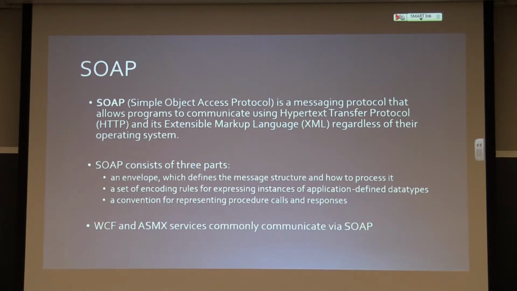A SOAP message consists of three different parts. You have an envelope, which defines your message structure, and we're going to talk a little bit about messages in more detail, and also how to process the message. Then you have a set of encoding rules for expressing instances of application-defined data types, and a convention for representing procedure calls and responses.